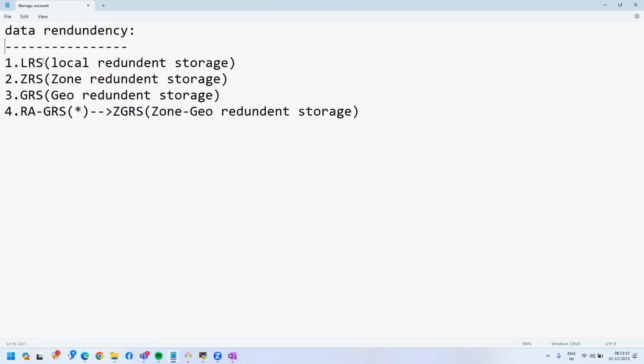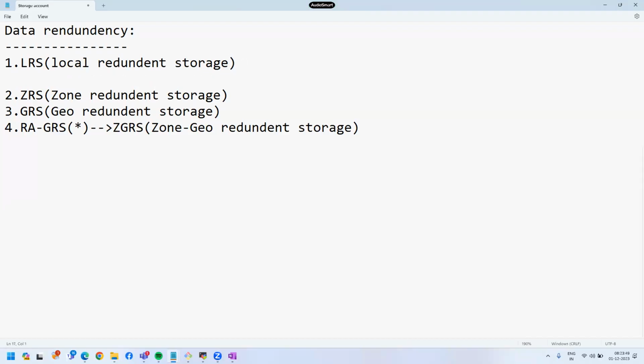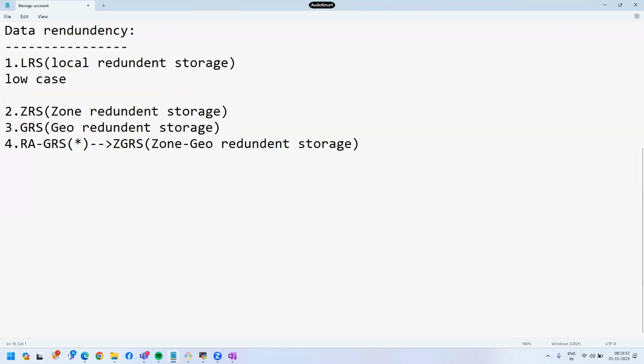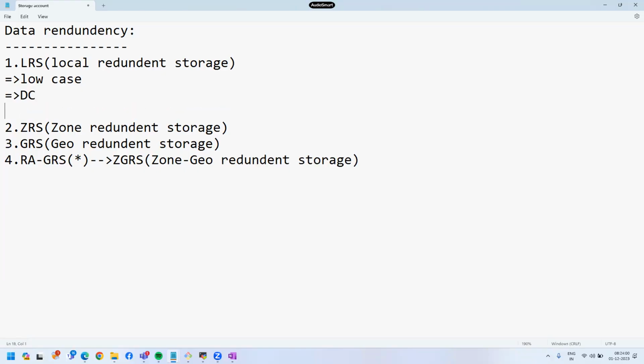Clear? I am repeating. Data redundancy makes it high availability. Local redundant storage means the data is available within the data center. It is low cost. Your data will be available within the data center. The best example: what is a data center? A collection of racks.